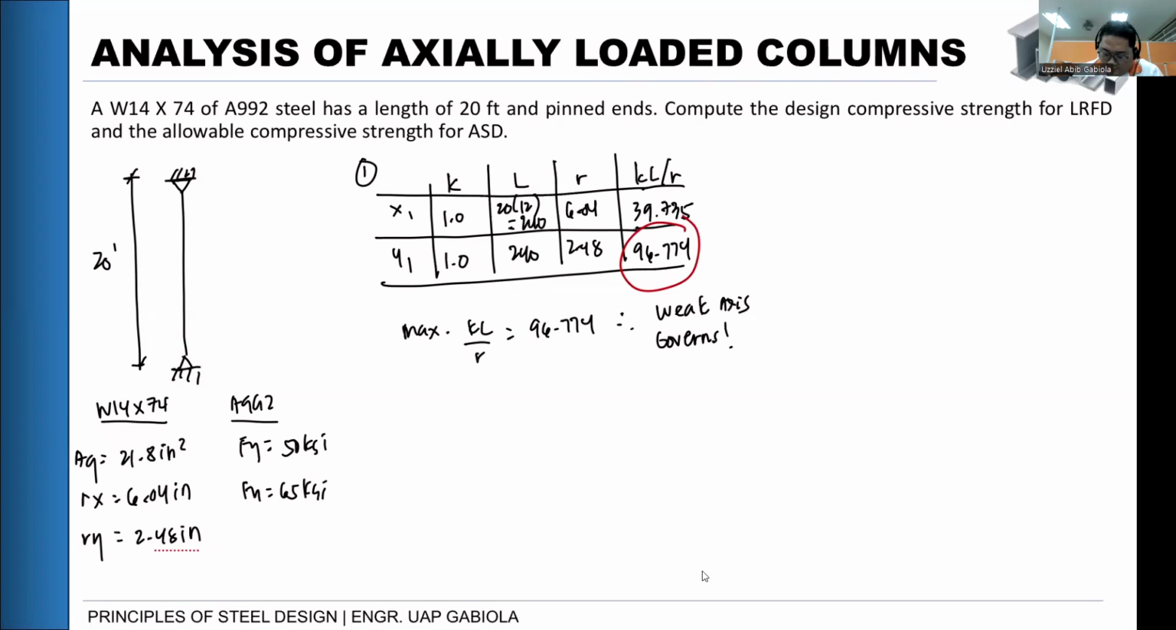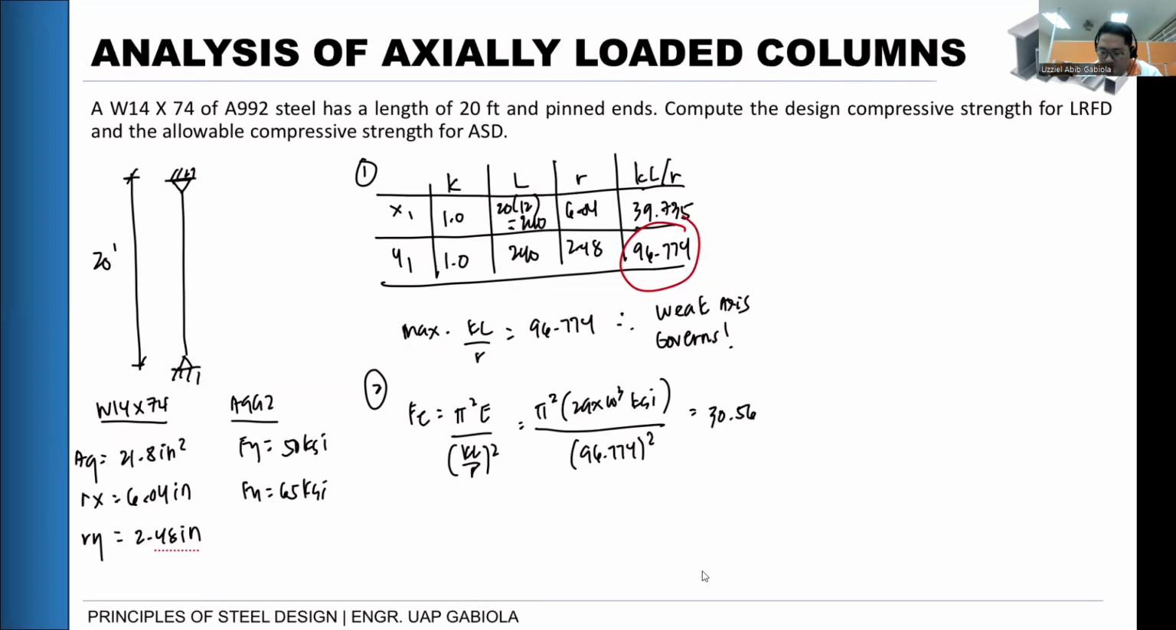Next, step 2, calculate for Fe. That is pi squared E over KL over r squared. So that is pi squared times 29,000 ksi divided by 96.774 squared. So that is pi squared 29,000 divided by 96.774 squared. That is 30.562 ksi.